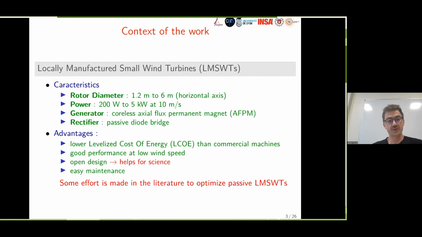The advantage of this wind turbine is that it has a lower levelized cost of energy than commercial machines, good performance at low wind speed, and it's an open design, so it's very useful for studying small wind turbines as a scientist. And it's also easy to maintain, because as it is an open design and there are courses about maintaining these turbines, local communities can maintain them.